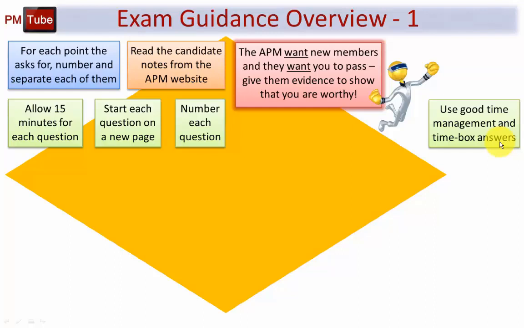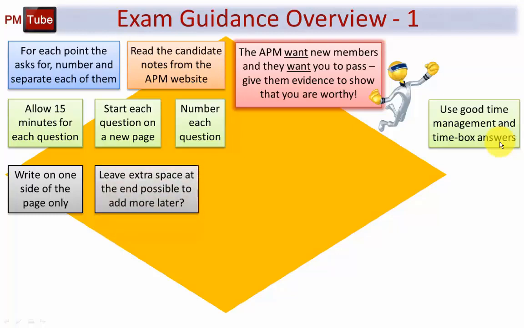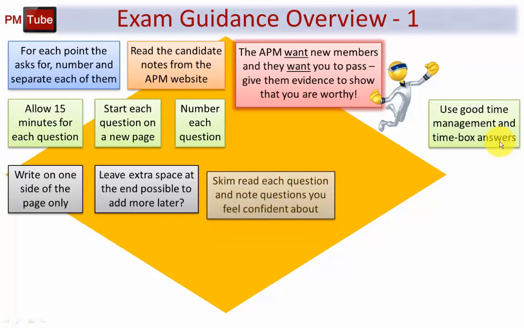If you find yourself spending 20 minutes on an early question, it's highly likely that you'll run out of time and you will not be able to complete the last question that you answer. Write on one side of the page only, as well as starting each question on a new page. Don't write on the back. Leave extra space at the end, as it may be possible to add more information later when you go back and review any questions. What you had forgotten or couldn't think of when answering the question may come to you, and it's nice just to have some space where you can quickly scribble in some extra points. Those may make all the difference between a pass and a fail.